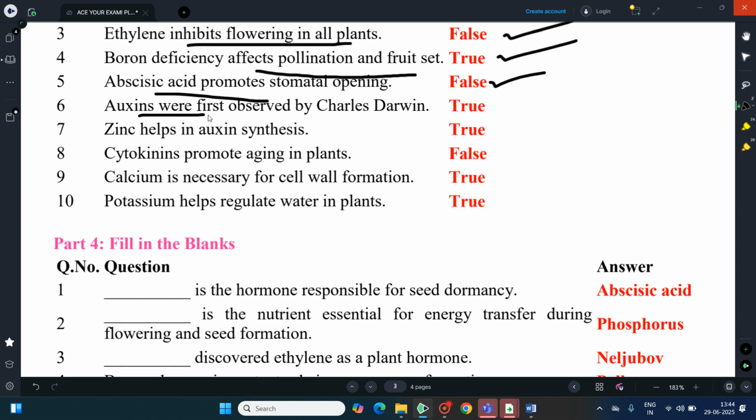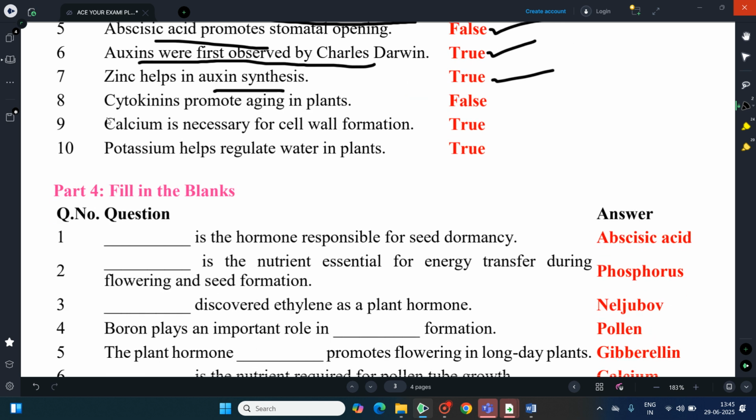Auxin was first discovered by Charles Darwin. It's true. Zinc helps in auxin synthesis. That is also a true statement. Cytokinin promotes aging in plants. False statement. That is responsible only for cell division.